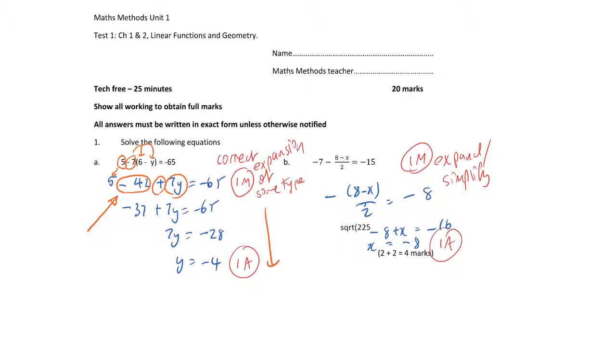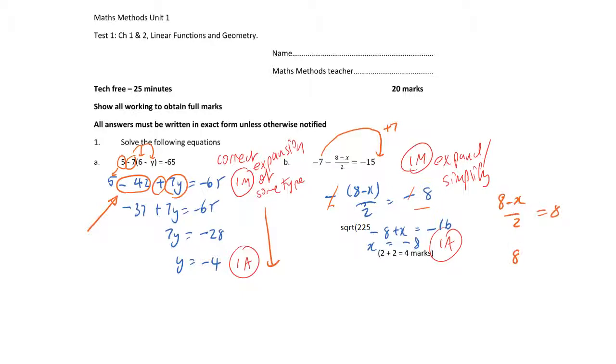In the second part, we notice that the negative 7 is on its own, so it can be taken across to the other side by adding the 7 to both sides. That leaves us with the negative 8 minus x over 2 equals negative 8. Now, because we've got a minus on each side, we could actually choose to just cancel those out, in which case we would have had 8 minus x over 2 equals 8.